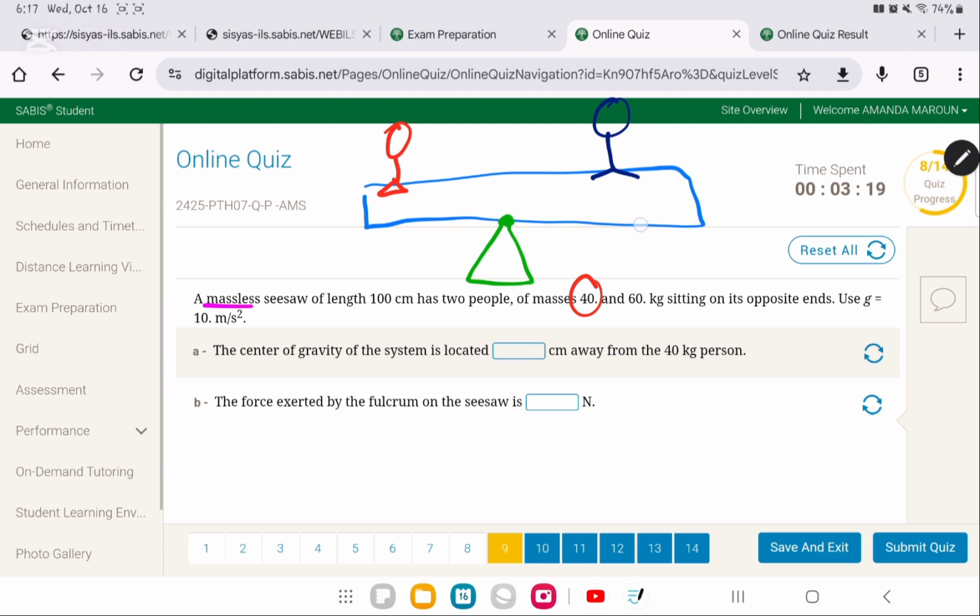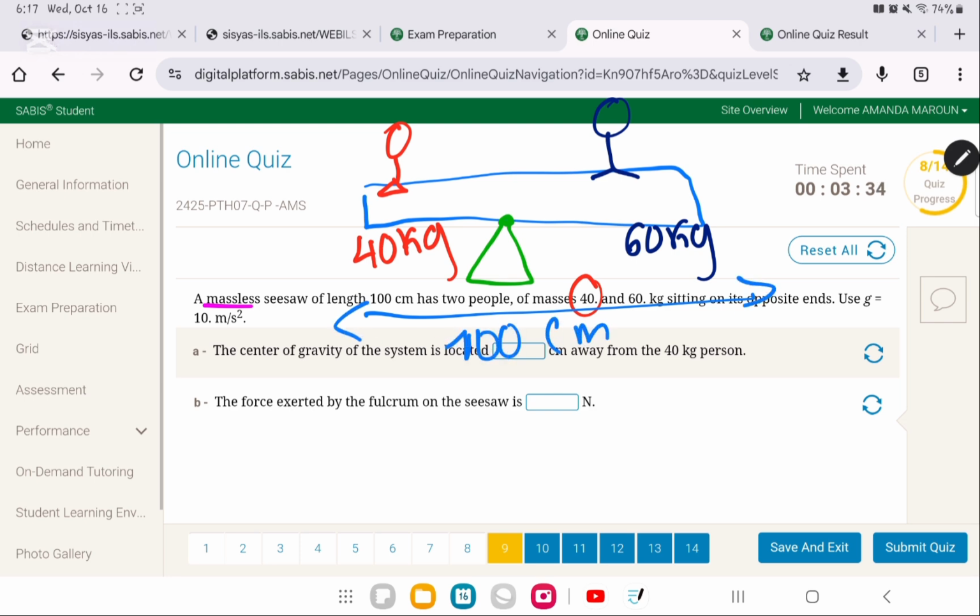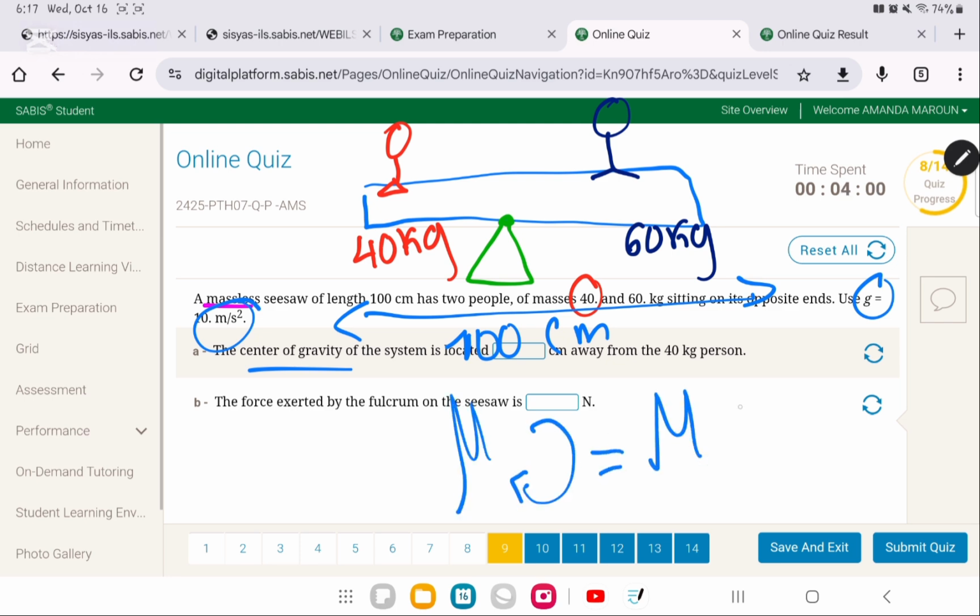So we know now that this guy, his mass is 60 kg. And this girl, her mass is 40 kg. We know that the total length of the seesaw is 100 centimeters, okay? We need to use g as 10 meters per second squared. Again, we said the center of gravity of the system. To find the center of gravity of a system, we need to know that the moment of clockwise has to be equal to the moment of counterclockwise. So if you're searching for the center of gravity, then the moment of clockwise is equal to the moment of counterclockwise.